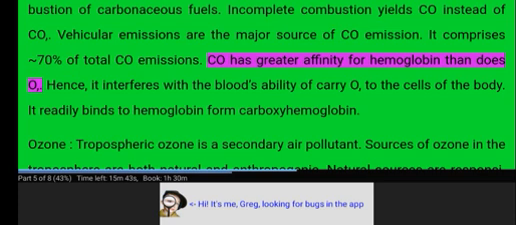CO has greater affinity for hemoglobin than does O2. Hence, it interferes with the blood's ability to carry O2 to the cells of the body. It readily binds to hemoglobin to form carboxyhemoglobin.